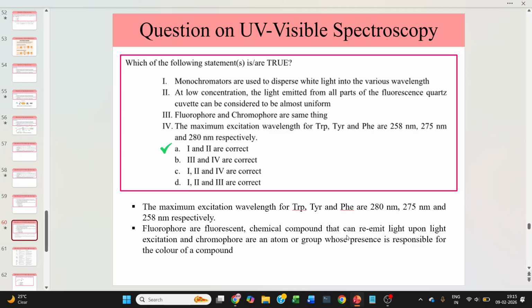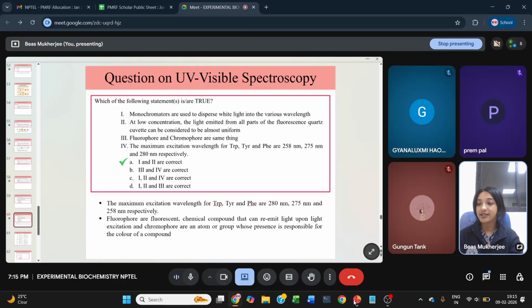Let's see. Yes, correct. So that is right. A is the right answer. The maximum excitation wavelength for tryptophan, tyrosine and phenylalanine, whatever is given here, is exactly in reverse order. And fluorophores and chromophores are two different things, because a chromophore gives color to that particular biomolecule, and a fluorophore gives it fluorescent property. So if in the previous slide we saw that peptide bonds are chromophores, that would be wrong.